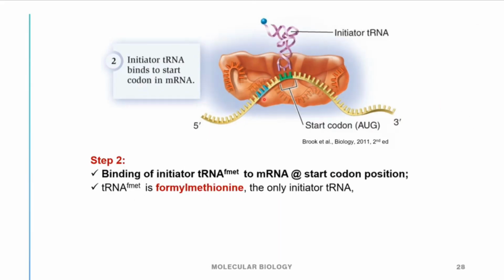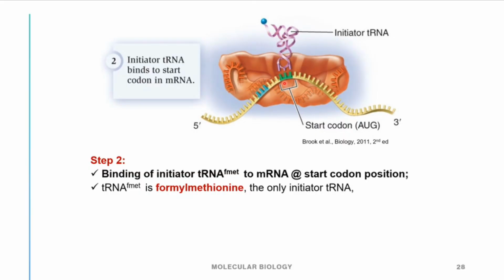And after that, once the binding of the ribosomal subunit and the mRNA is done, next we have the initiator tRNA, which carries a methionine. In this case, it's actually formylmethionine, the initiator tRNA. It's going to come in and bind to the start codon.